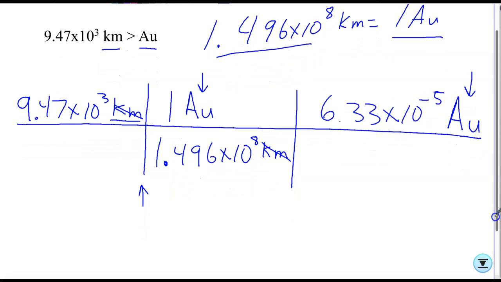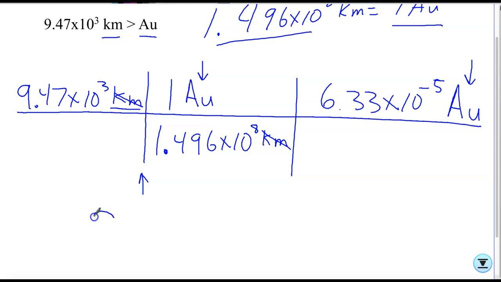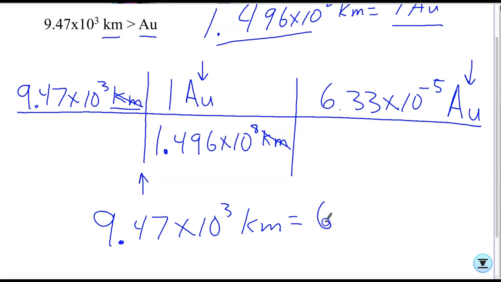So that tells me that 9.47 times 10 to the third kilometers is 6.33 times 10 to the negative 5th astronomical units. So there's my conversion.